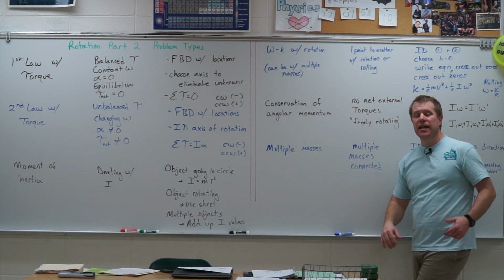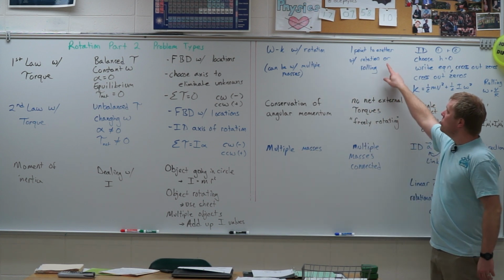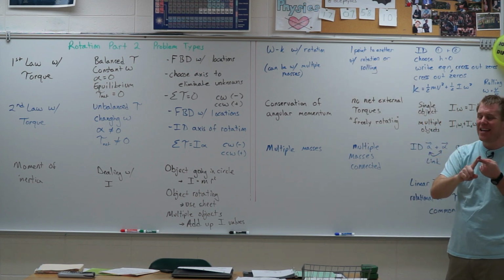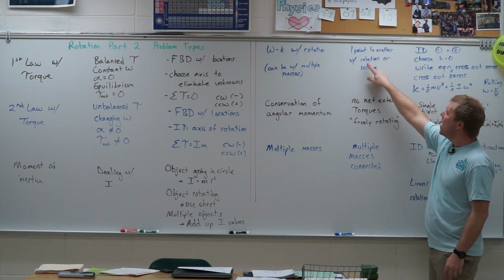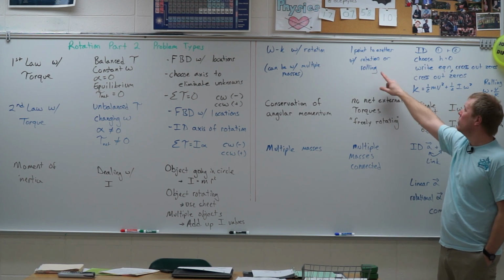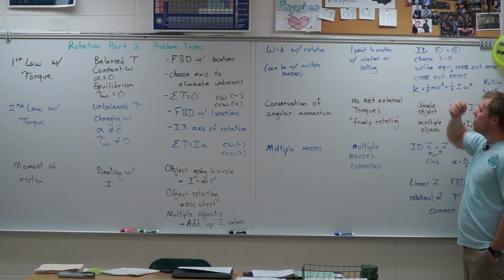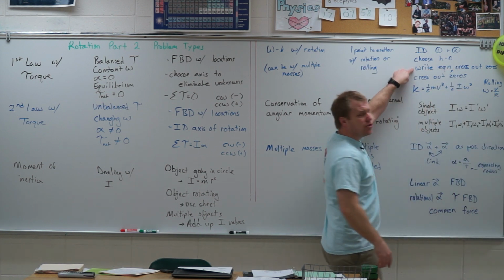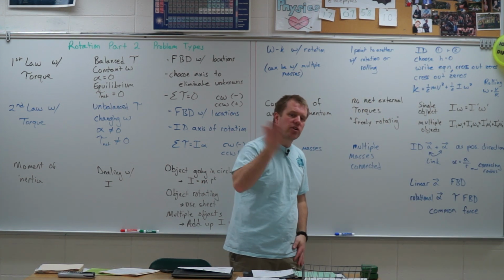We can also do work kinetic energy now in rotation. You know you're going to be using work kinetic energy if it goes from one point to another. You're seeing things like heights and speeds, and there's rotation or rolling. If that's true, you identify where your point 1, your point 2 is. You choose your height 0. You write out your work kinetic energy equation, start crossing stuff off.